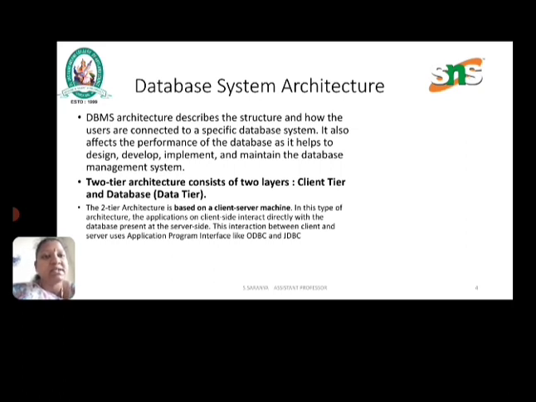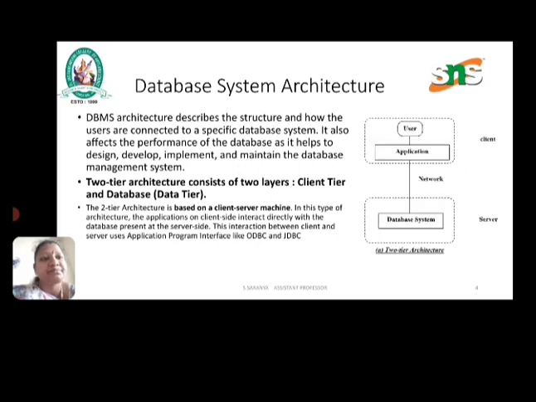The next one is that we have two types of database layer. One is two-tier architecture, the next one is three-tier architecture. The two-tier architecture is based on a client-server machine. In this type of architecture, the application on the client side interacts directly with the database present at the server side. This interaction between client and server uses application program interfaces like ODBC and JDBC, Open Database Connectivity, and JDBC.